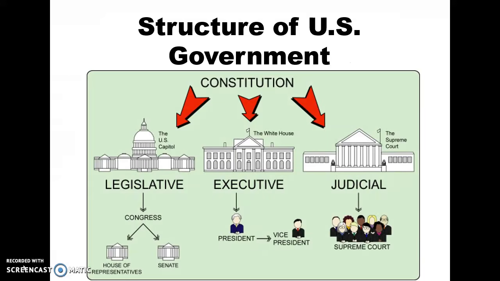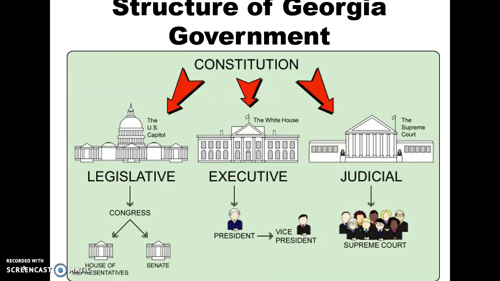So here's our structure of our U.S. government. We have our U.S. Capitol, which is our legislative branch. It is bicameral, which means two houses, a House of Representatives and a Senate. Then the White House is the executive branch. This is where the president lives and works. And then there's a vice president. These two people are elected at the same time. This is going to be different than Georgia's executive branch, but we'll talk about that more when we discuss the executive branch. And then we have a U.S. Supreme Court, which is the highest court in the land, and that consists of the judicial branch.